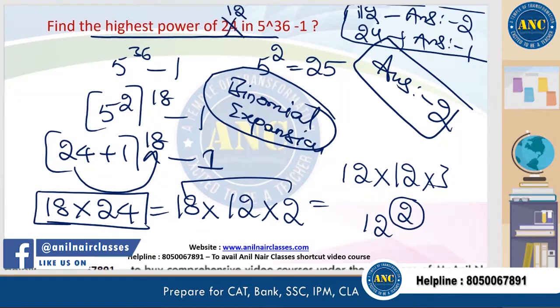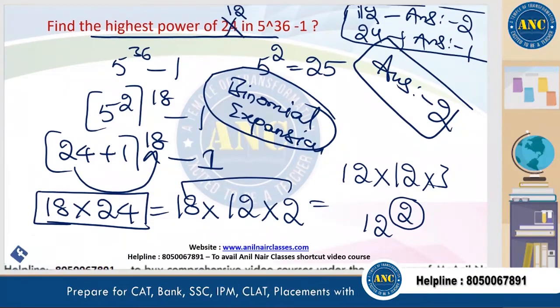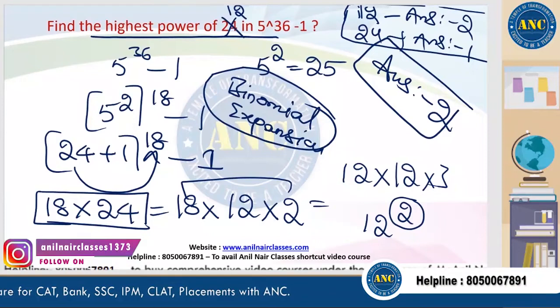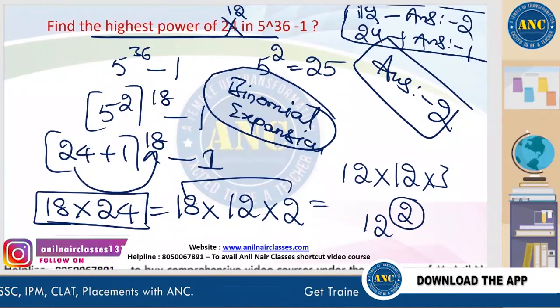Just replace the question with 24 or 12. You will get the answer 2 for 12. If you want 24, the answer is 1. Idea clear, right? Next one.